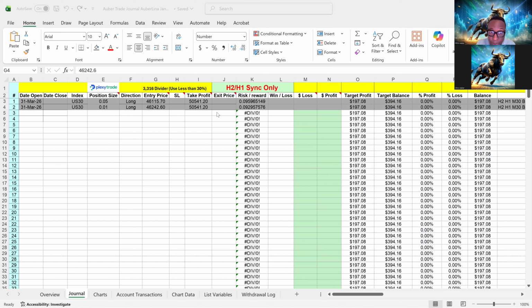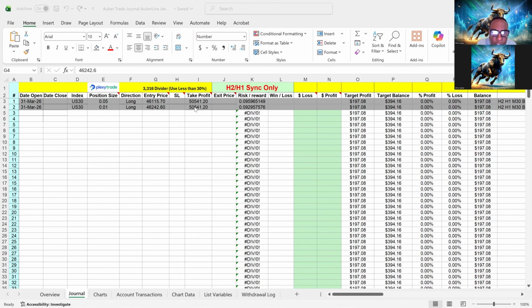Okay. So when the trade is over, then I'll fill in these. I'll put in my exit price. If it hits the take profit, then hey, great. I don't need to adjust anything. But what I usually will do is put in my exit price and then just let this be my take profit, just for clean data keeping.